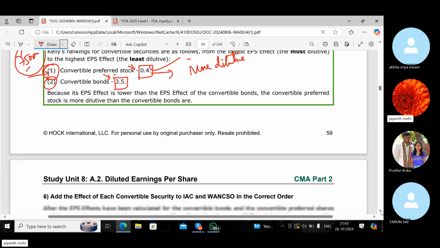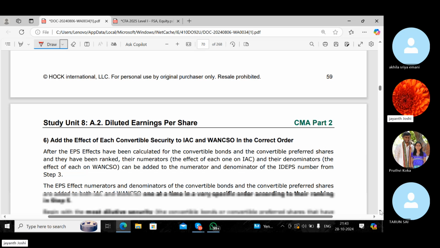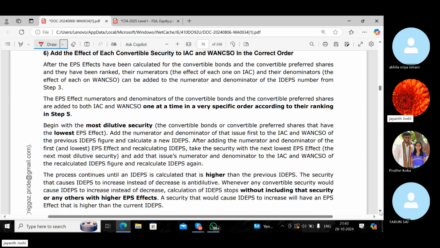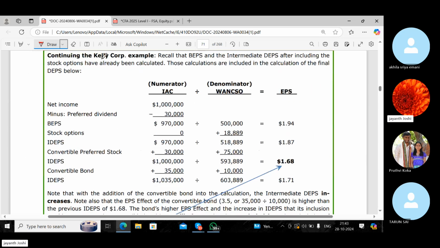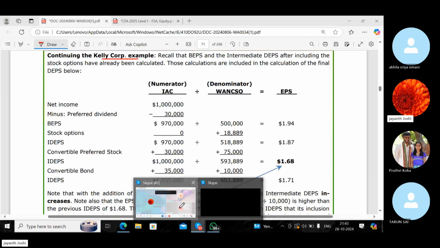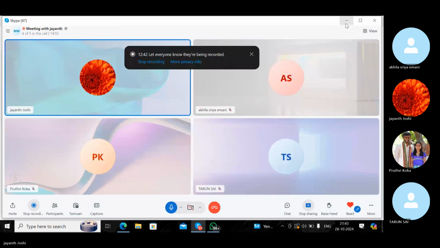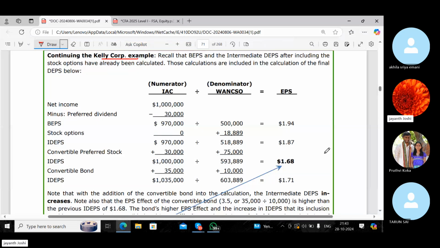Now let's take the full question into picture and understand the steps one by one. We started with the Kelly Corporation example, is it right? Everyone is following? Yes. So we had the net income as 10 lakhs. We deducted the preference dividends. We got the income available to common shareholders. 5 lakh shares were outstanding. The basic EPS was 1.94, 9 lakh 70,000 divided by 5 lakhs.